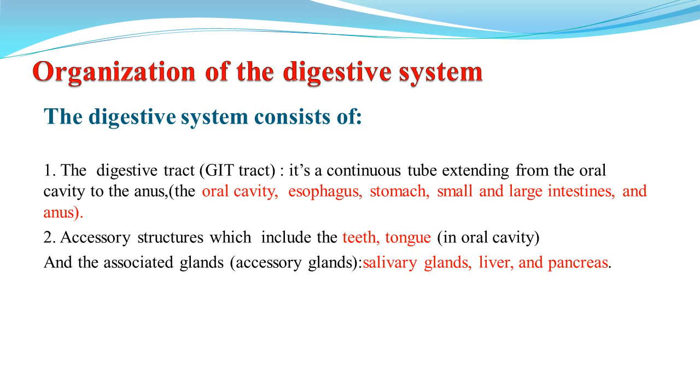The organization of the digestive system. The digestive system consists of the digestive tract and the accessory structures. The GIT is a continuous tube extending from the oral cavity to the anus: the oral cavity, esophagus, stomach, small intestine, large intestine, and anus. While the accessory structures include the teeth and tongue in the oral cavity and the associated or accessory glands, which are the salivary glands, liver, and pancreas.